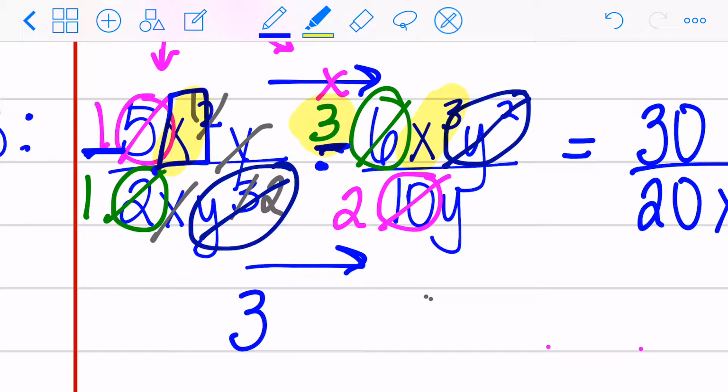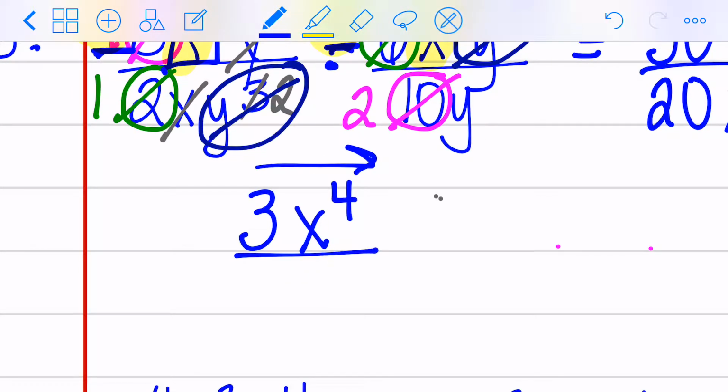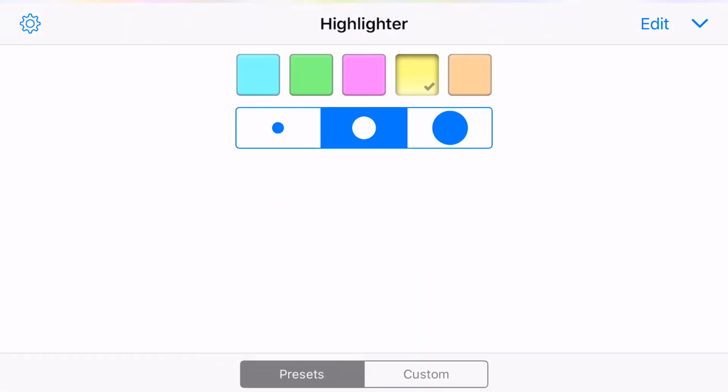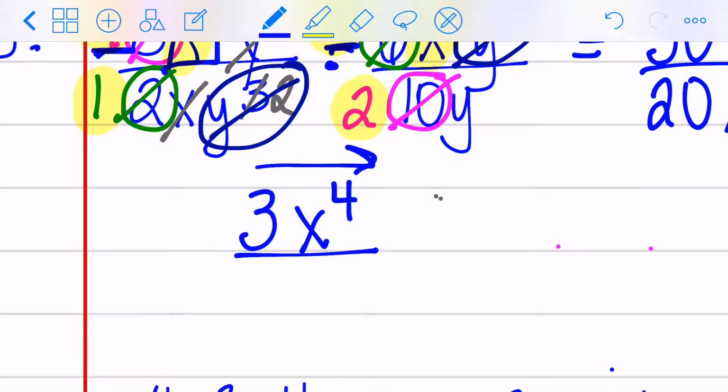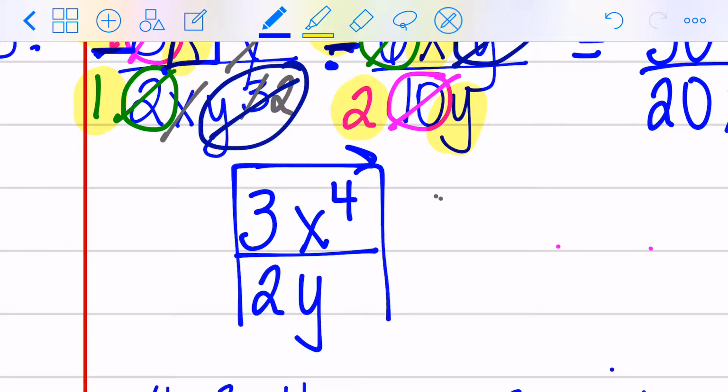So that gives me an x times an x cubed, which gives me x to the 4th, all over, let's see what I have left in the denominator, 1 times 2, so that would give me 2, and then I only see a y left over right there, so I'm left with y. So this would be my answer cross canceled.